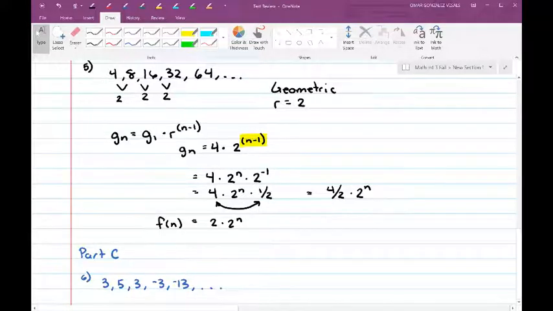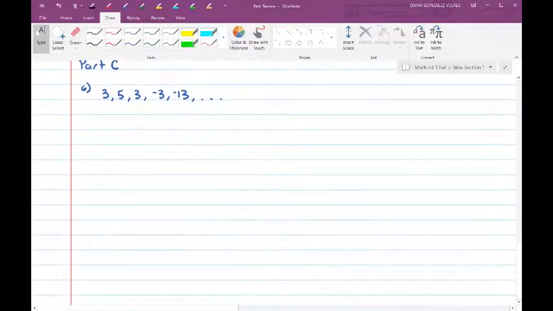Good? All right. So now let's focus on this one right here. It says create the nth term function that represents the sequence. So automatically we got to know what kind of sequence this is. I'm just going to see if there's something that I can multiply. Is 3 to 5 and then back to 3. I can't multiply by anything that's going to give that. So it's either going to be arithmetic or geometric or neither.